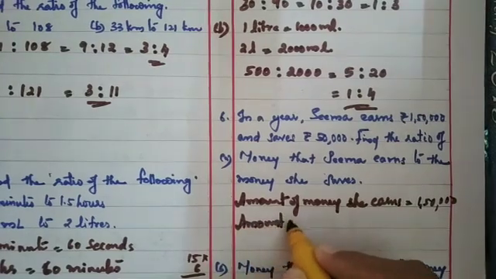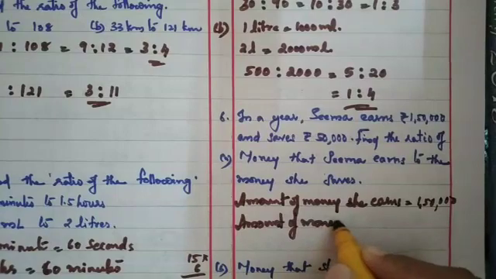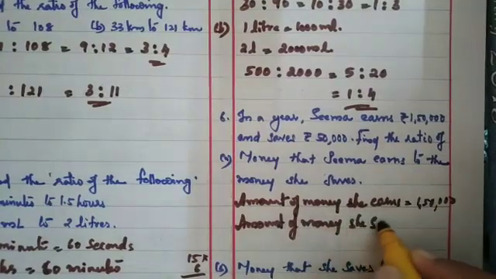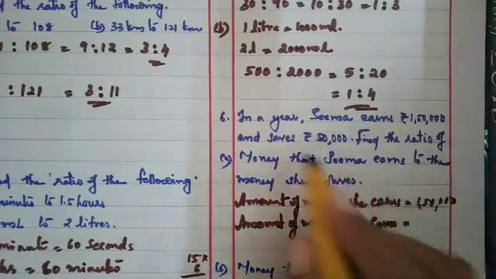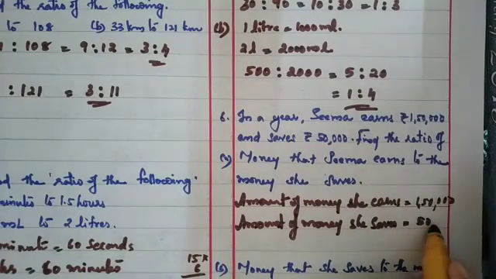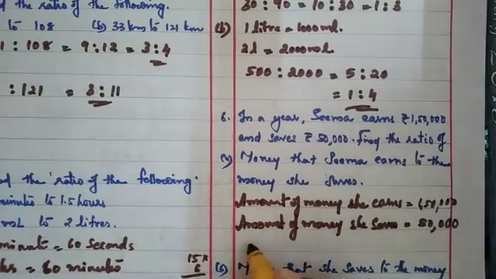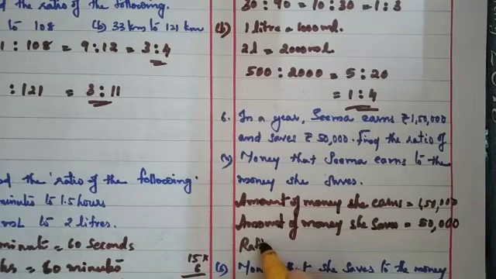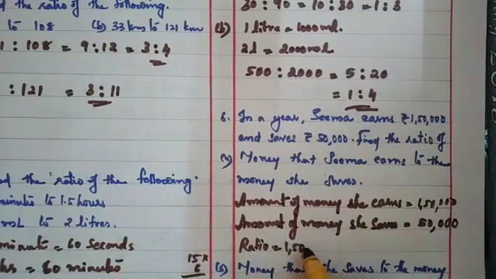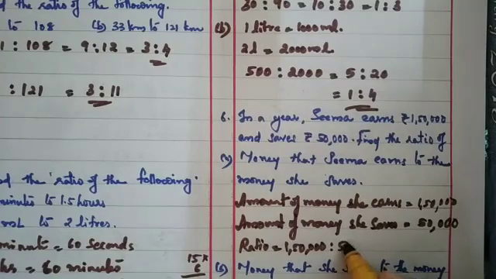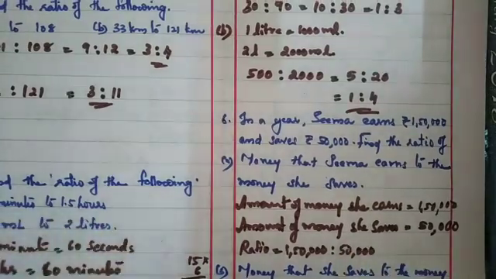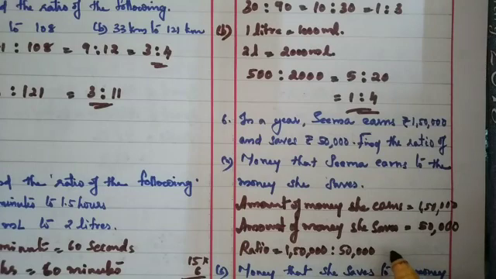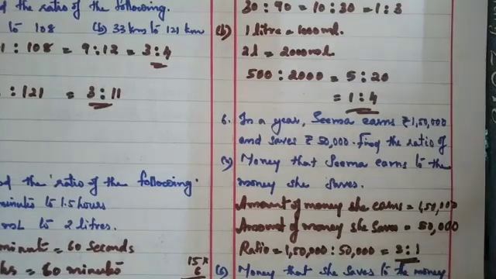Then next is amount of money she saves. How much? It is 50,000. Then you have to write the ratio. 1,50,000 is to 50,000. 50,000 is the common factor. Here 3 times 50,000 is 1,50,000 and 1 time. 3 is to 1 is the ratio.